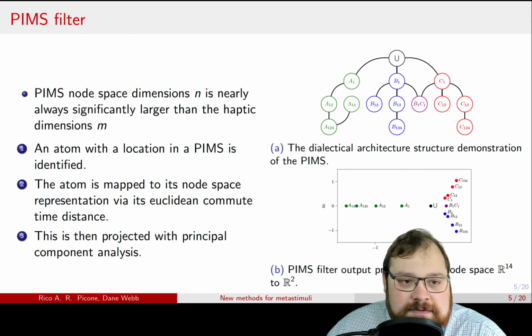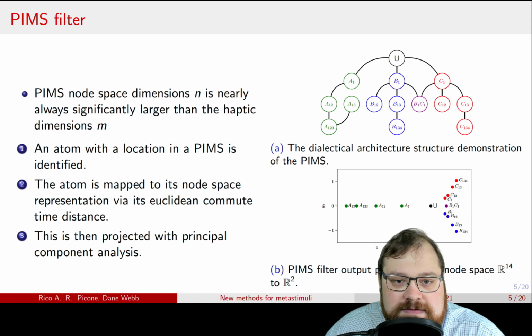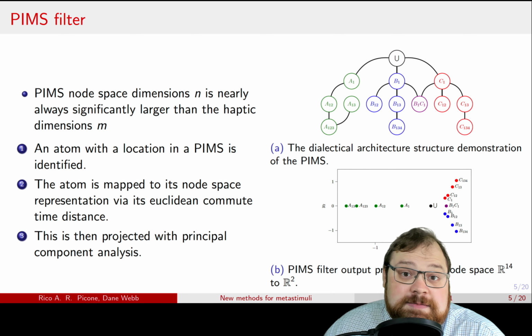We need a PIMS filter because the PIMS node space dimensions n is nearly always significantly larger than the haptic dimensions m.